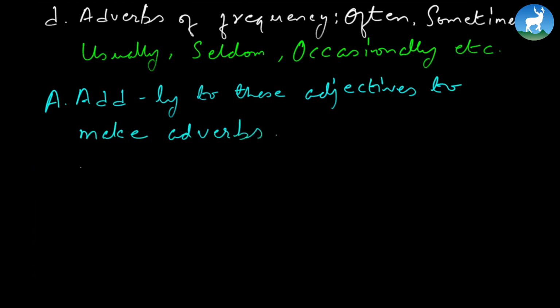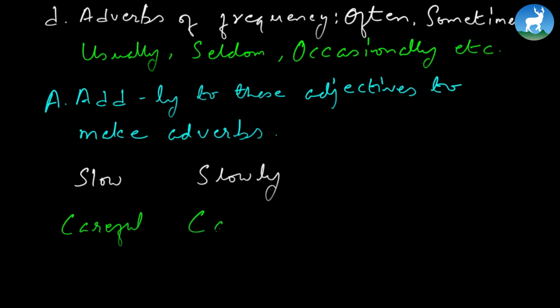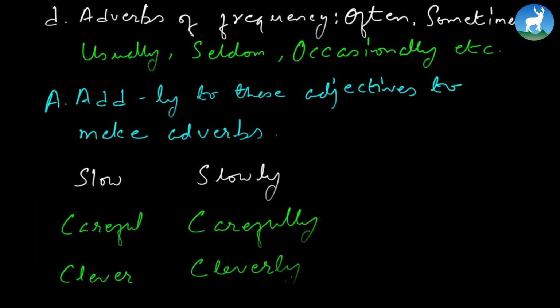Now to begin with, we begin with slow, slowly. These are the examples given in the book. Careful, carefully. Clever. What do you make of clever? Cleverly. See? The rest you can do as homework. I'm going to write it down here. Beautiful, we'll figure it out.